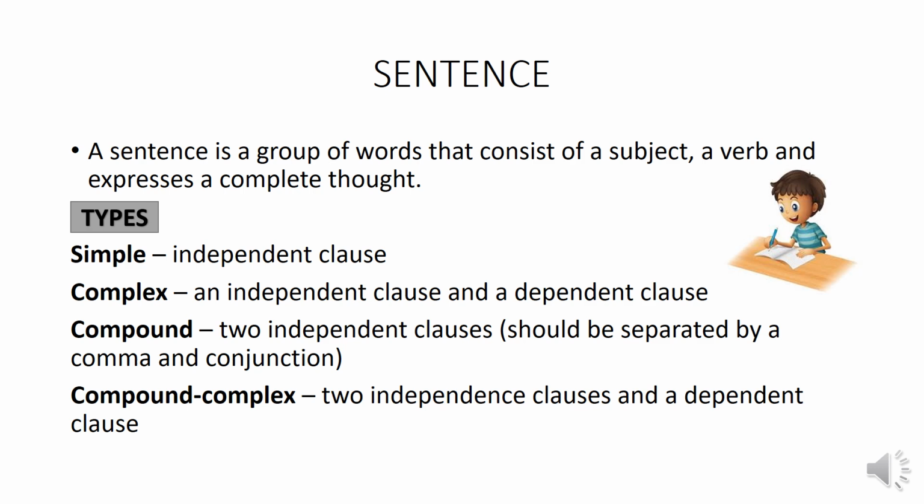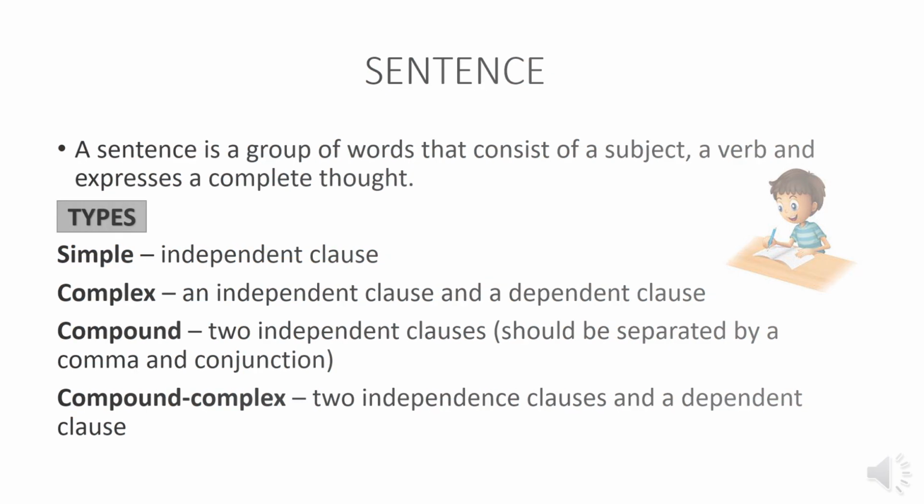A simple sentence is just an independent clause. A complex one consists of an independent clause and also one dependent clause, while a compound sentence consists of two independent clauses and should be separated by a comma and a conjunction, while a compound-complex sentence consists of two independent clauses and one dependent clause.